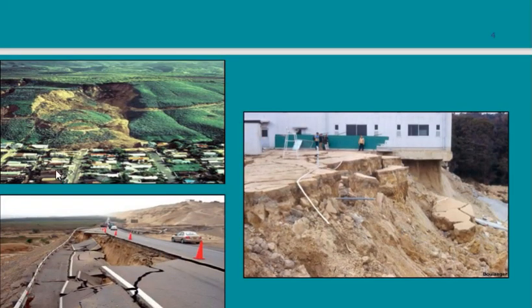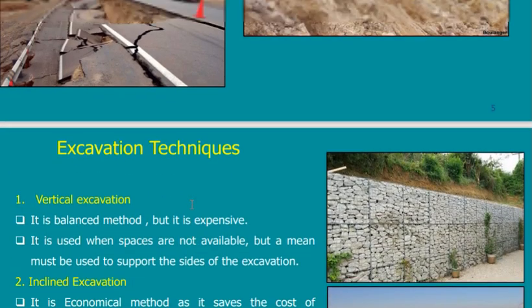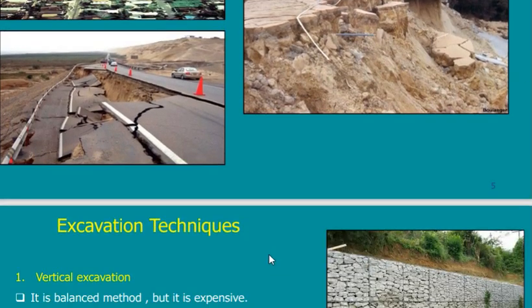All of these are examples. This is a slope, this is the shape of the normal slope. For some reason, this part of the slope failed. This is a road, and this road is on a slope. Also part of the road failed. Here is a building that was built next to the edge of a cliff or a high area, and then it failed, and part of the building is now hanging in the air. So all of these are examples of slope stability failures.